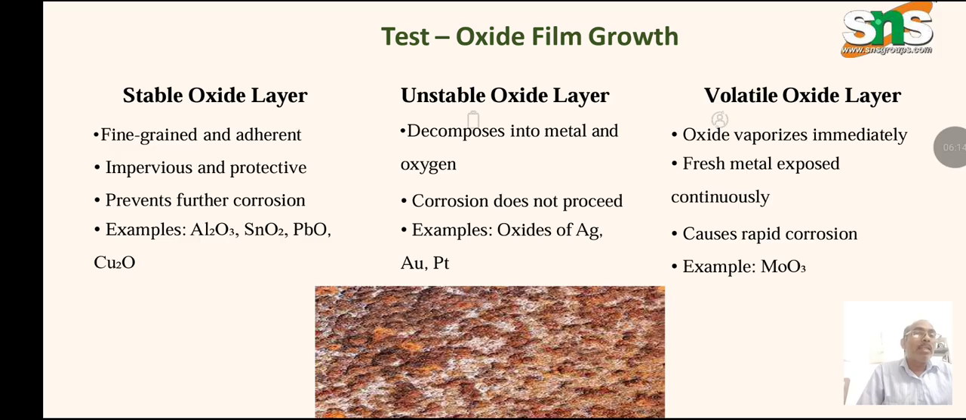An unstable oxide layer decomposes into metal and oxygen, so corrosion does not proceed. These are the oxides of silver, gold, and platinum. The third one is volatile oxide films, based on the specific metal surface; it happens not for all metals. Molybdenum oxide is one example of a volatile oxide layer.